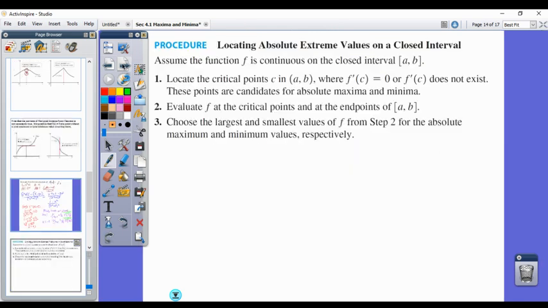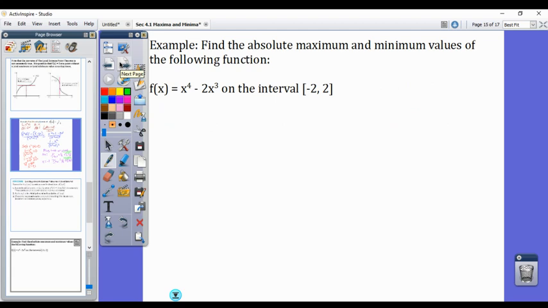Okay, so here is just a couple of steps to keep you organized. First, you're going to find any of your critical points where your derivative is equal to 0 or it doesn't exist. And then you're going to evaluate the function at the critical points and at the endpoints. And then you're going to choose the smallest and largest values from that second step to be the absolute max and min. Okay, so let's see this in play. Okay, so step number 1, we're going to find the derivative.